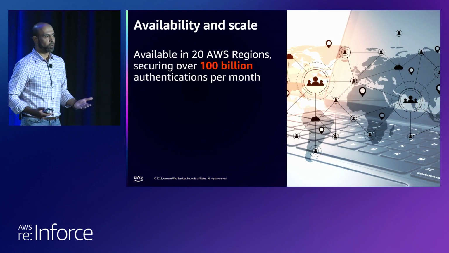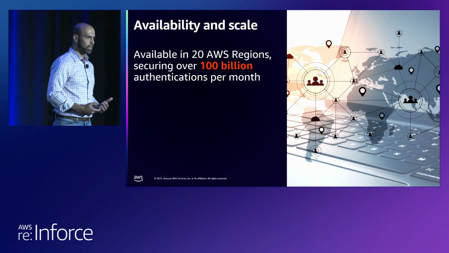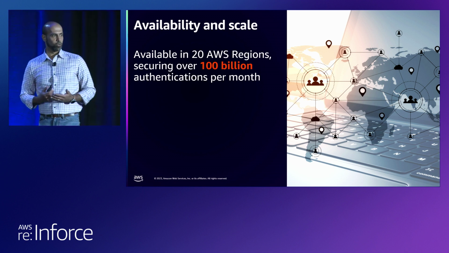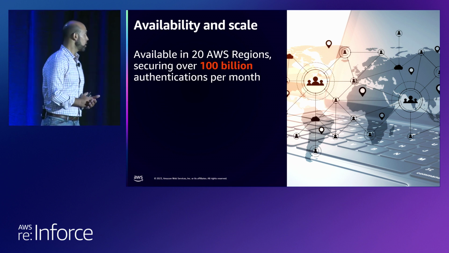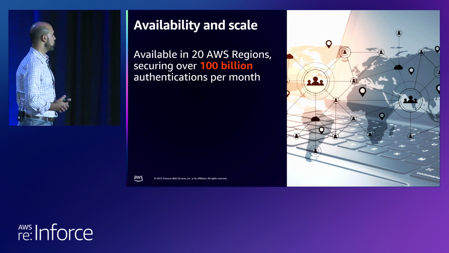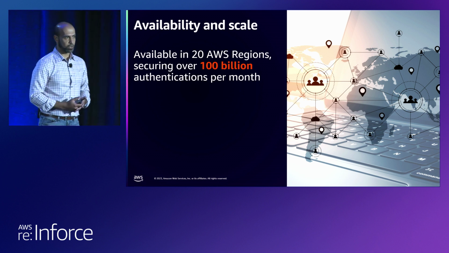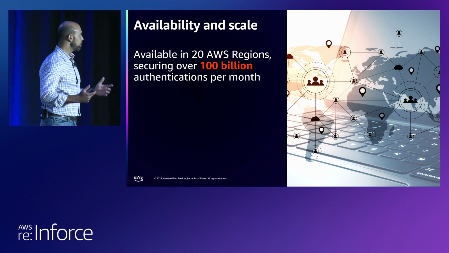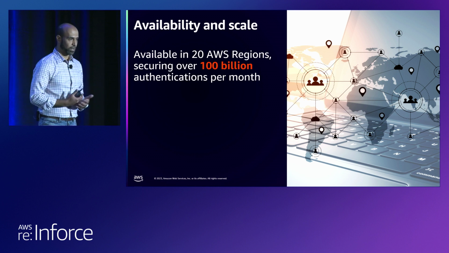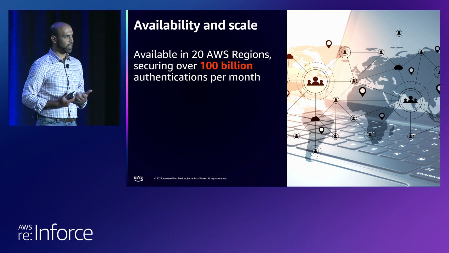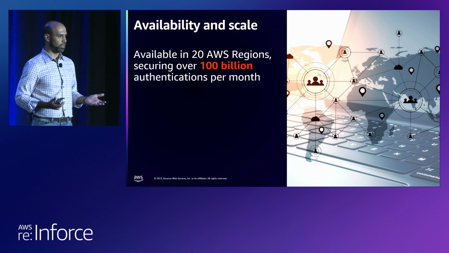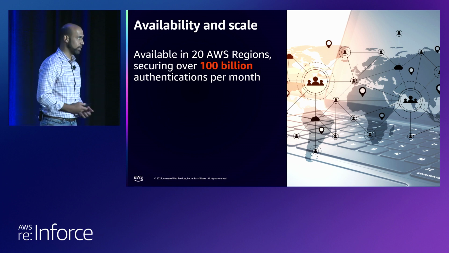The first thing we hear from customers is that they like the scale and availability of Amazon Cognito. It's available in 20 regions now, and this number is just going to increase in the future. It's doing over 100 billion authentications per month for our customers globally. Just think about this number for a minute. It is a very, very massive number. It helps you understand the scale of this service, and this is a reliable system that you can trust with your customer identities.